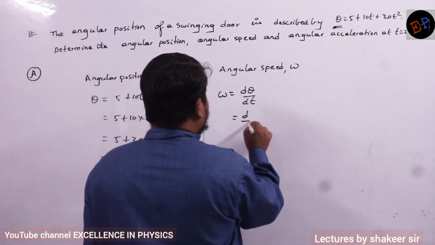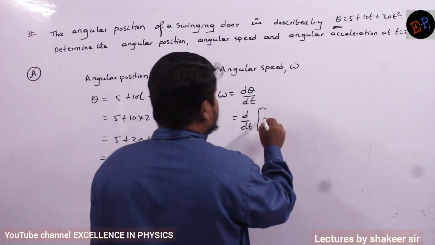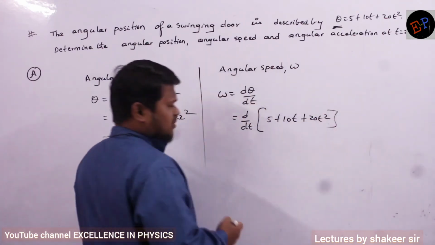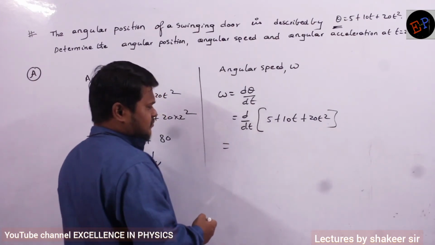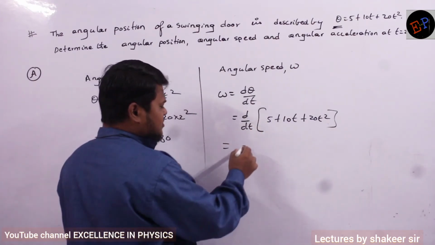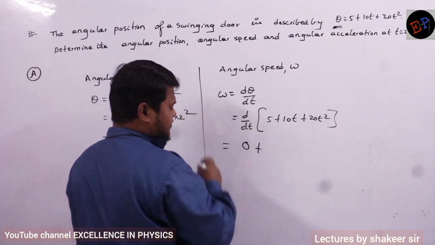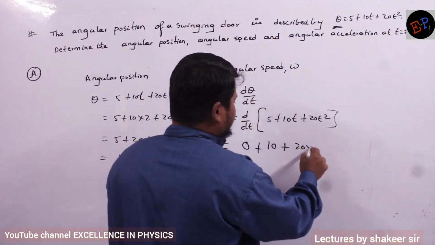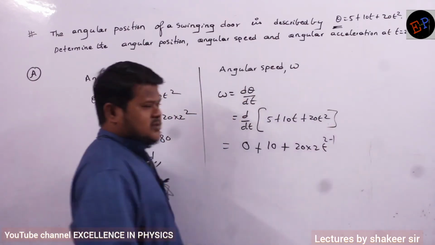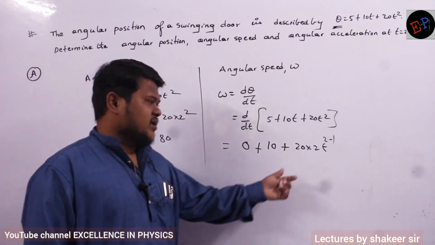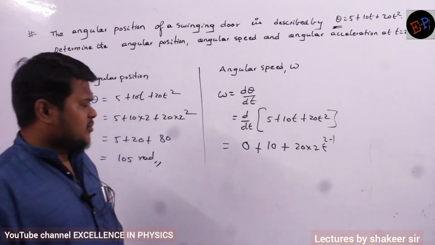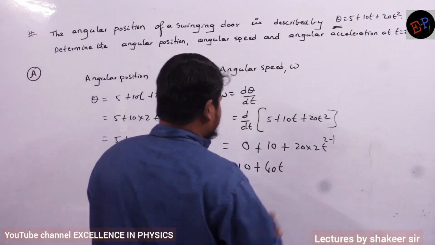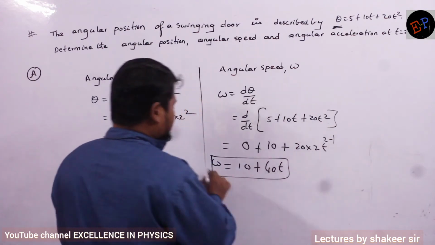So d by dt of theta, which is given as 5 plus 10t plus 20t square. Differentiation of 5 is 0, because 5 is a constant number. Differentiation of 10t is 10. Differentiation of 20t square is 20 into 2 t power 2 minus 1. This is how I write, since differentiation of x power n is n into x power n minus 1. Now do the calculation: it is 10 plus 40t. So this is the angular velocity equation.